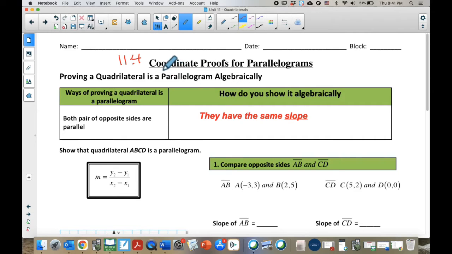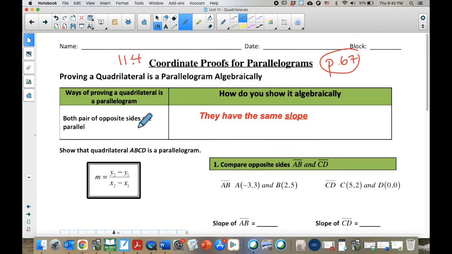Hi everybody, this video is going to cover lesson 11.4, which is found on page 67 in your packet, so that's where you can find this. And we're going to be talking about coordinate proofs for parallelograms. What that means is we are going to be tying together some of our algebra with our geometry. So that's pretty cool. We get to go back and relearn some of the things we did first semester and apply them to what we're learning today.